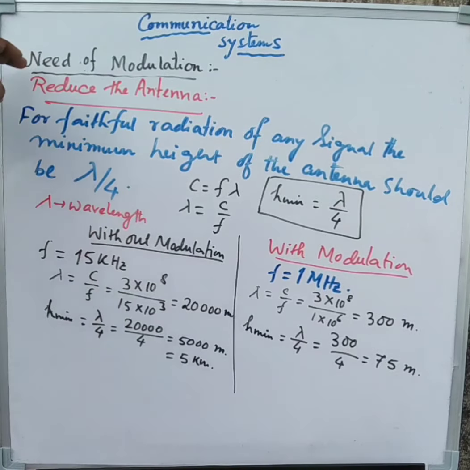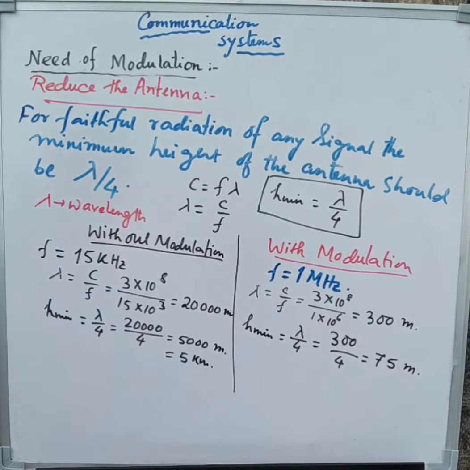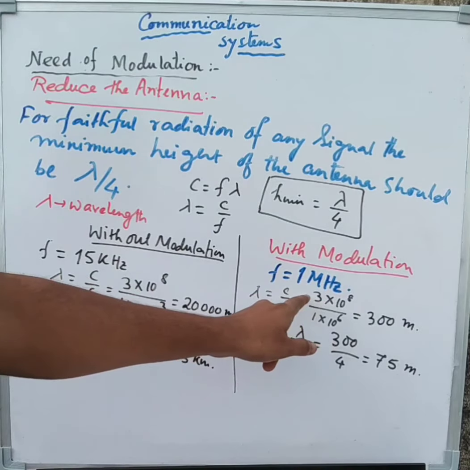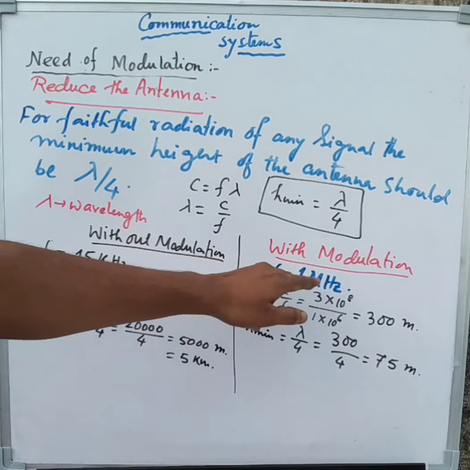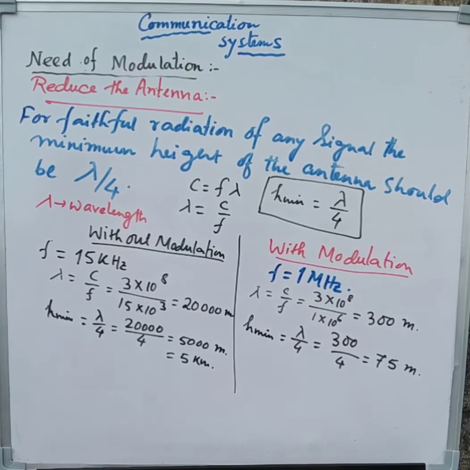So that's why, to reduce the height of the antenna, modulation is the most important thing, because with modulation only, the frequency changes from 15 kilohertz to 1 megahertz, because the carrier signal frequency has been added with the message signal. Is that clear to all of you? So this is how modulation helps to reduce the height of the antenna.